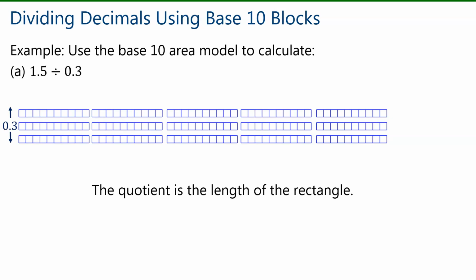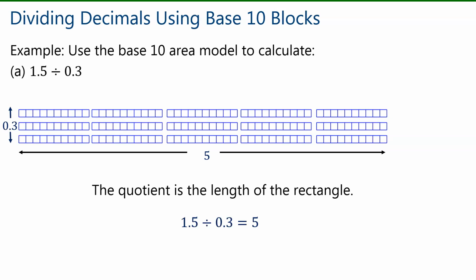So now the answer, or the quotient, would be the length of the rectangle. So if you look at how long this rectangle we created is, which is 5 blocks, that is our answer. 1 5/10 divided by 3/10 is 5.